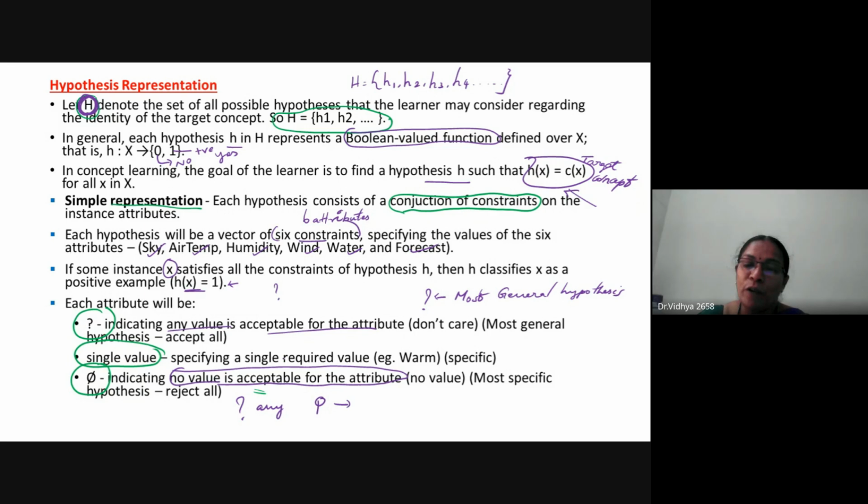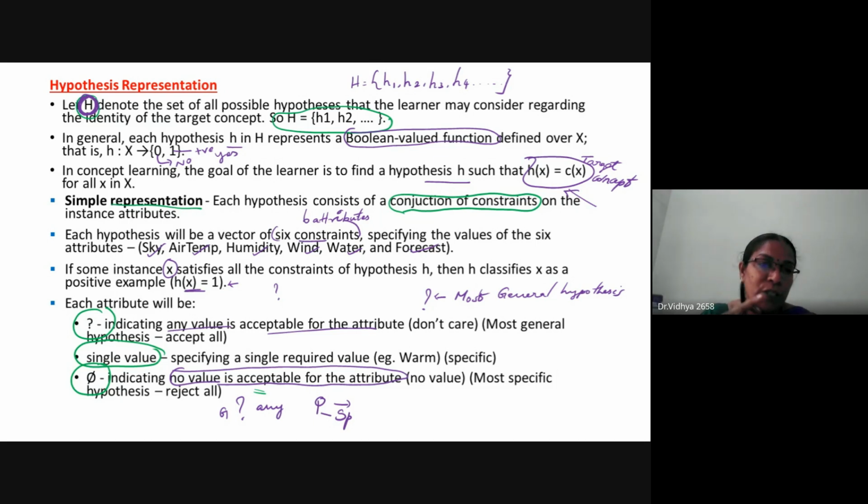I hope all of you are now able to understand the difference between the question mark and pi. The question mark indicates the general hypothesis, G. Pi means it is a specific hypothesis, the most specific hypothesis. That means it will not accept anything. No attribute is considered a correct attribute. It is denoted with this pi.